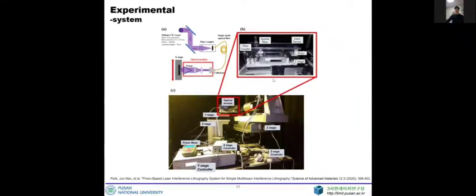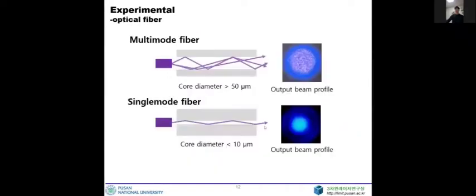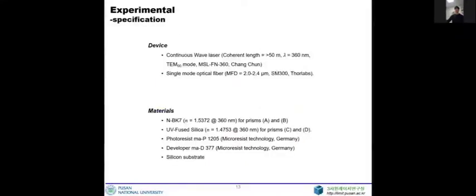This is a picture of a prism-based LIL system. The optical module consists of a stage, prism, and fiber coupler, and it is combined with several linear stages. Also, a single mode optical fiber must be used for this system because only single mode fiber can transfer laser without coherence issues. Using this system, I fabricated various patterns on planar silicon substrate, and specifications of the devices and materials used are shown in this page.